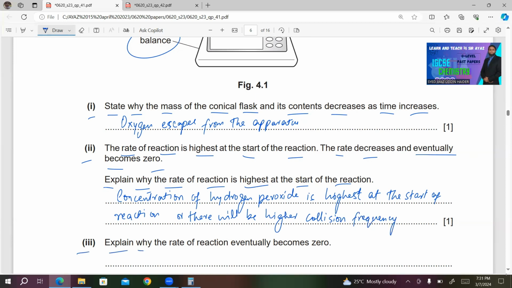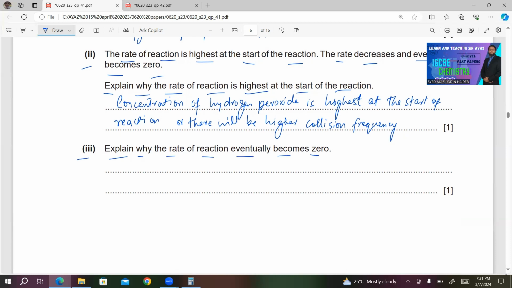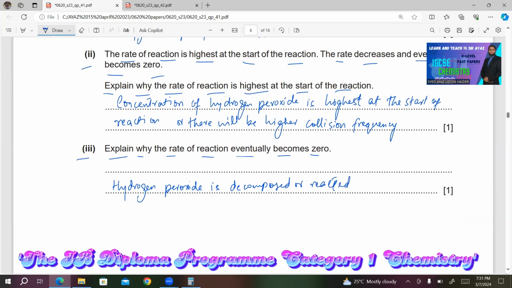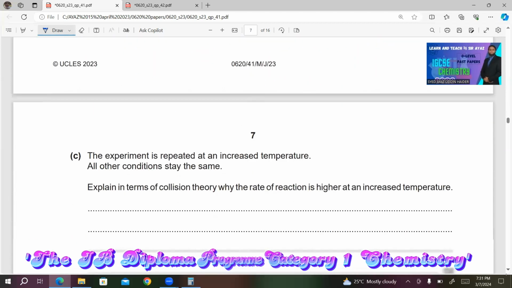Number three, explain why the rate of reaction eventually becomes zero. Definitely, hydrogen peroxide is used up or reacted or decomposed. Hydrogen peroxide is decomposed or reacted or used up. You can write any one of these.